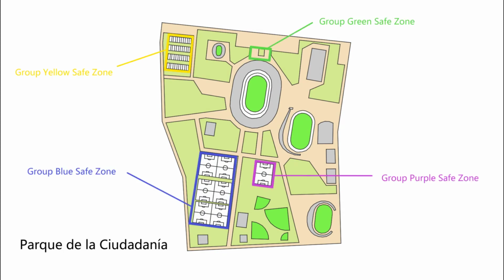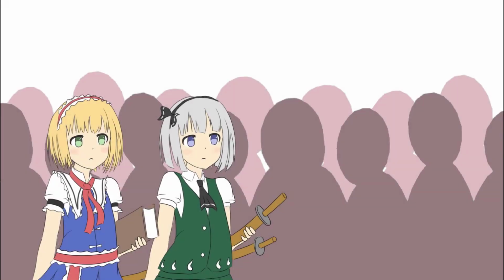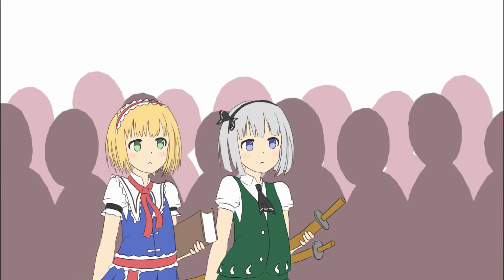Clear exit signs and directions should be placed in the stadium as well as on the routes to the safe zones, and properly trained staff should be on constant standby to assist with potential situations that may arise.